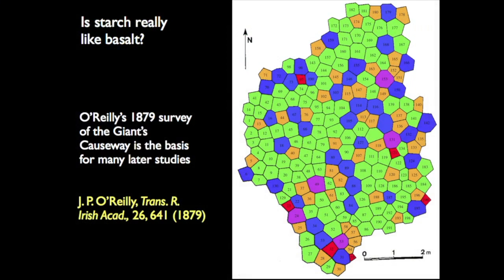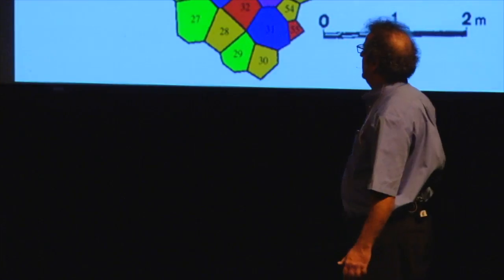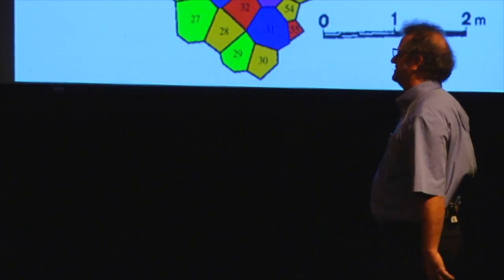Okay, so is starch really like basalt or really like lava, or is it just a coincidence that they look similar? One way to test the idea that they really are similar, and there are many other ways, but the simplest way is simply to compare the statistics. Do they statistically look similar? And, does the ordering process make sense?